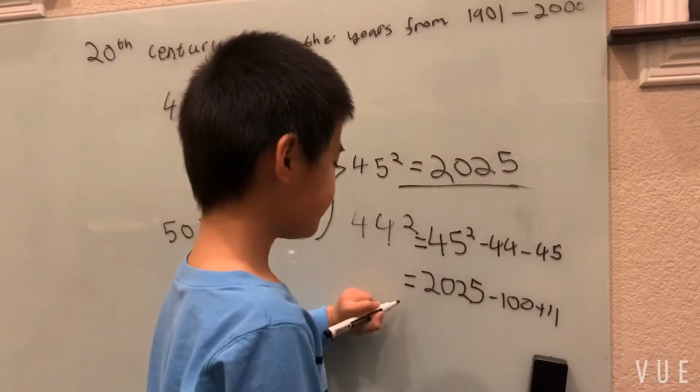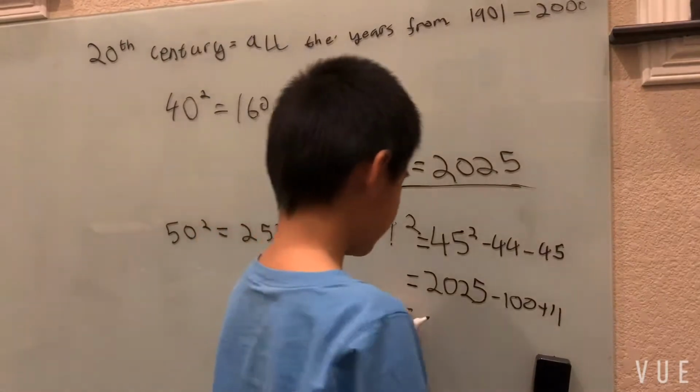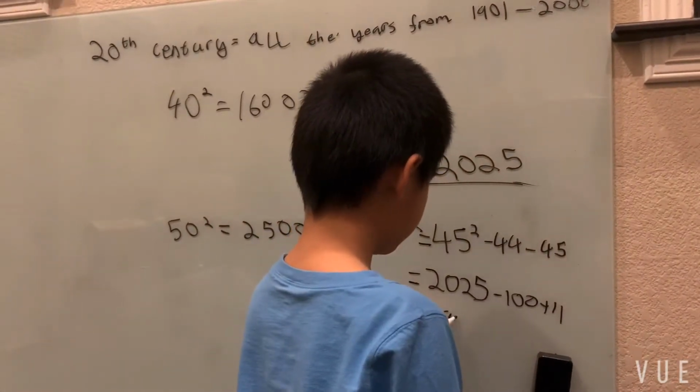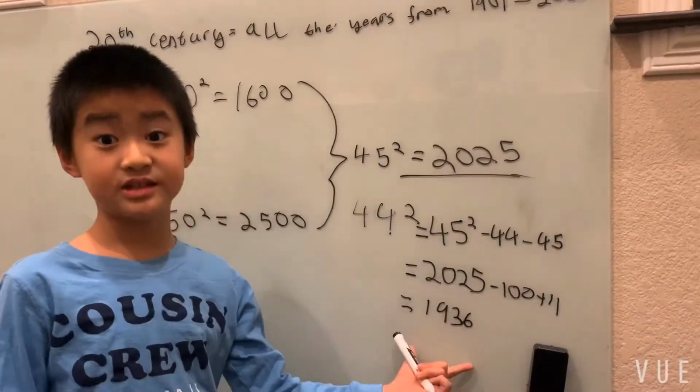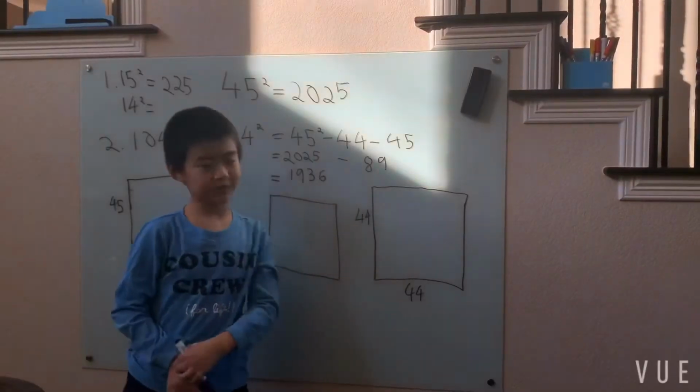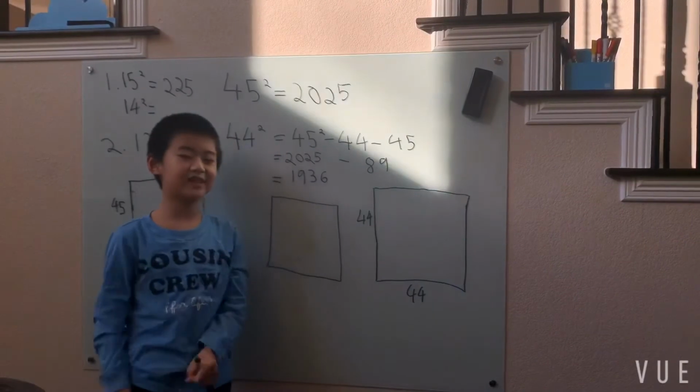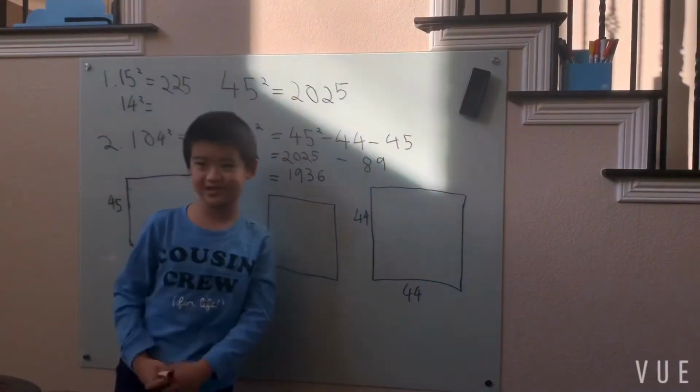So it's equal to 1936. Okay, I know what you're here for, right? You're here for my super secret squaring technique.